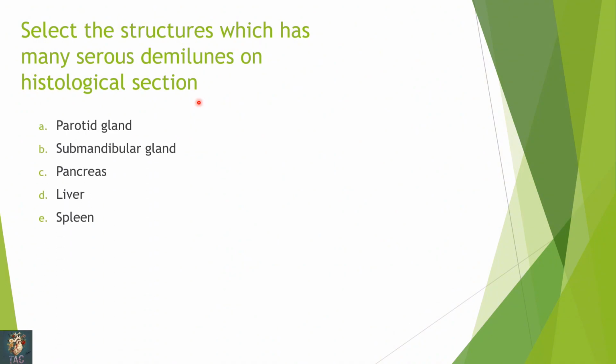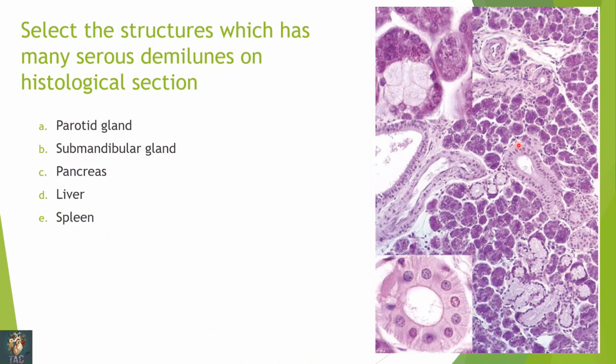Then select the structure which has many serous demilunes on histological section. This may be parotid, submandibular, pancreas, liver or spleen. As I have told you in the previous slide, parotid is purely serous, submandibular is a mixed gland, and in the submandibular gland the serous demilunes are present above the mucous acini. So the correct option is B, that is submandibular gland.